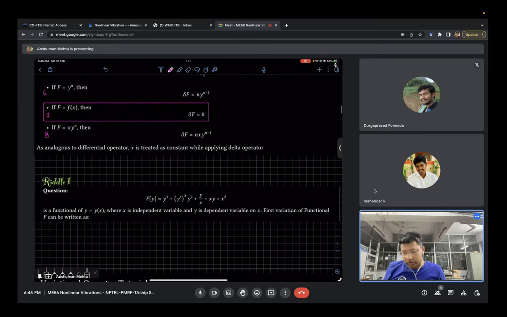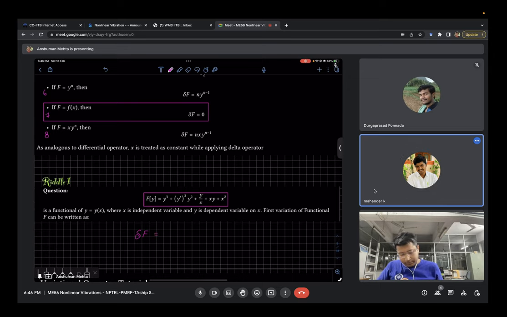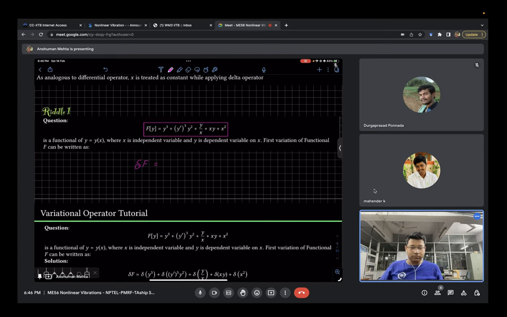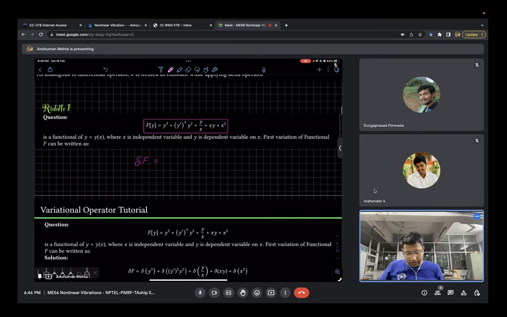Now the riddler gave his first riddle, that if some functional is given, then we have to find the first variation. So first variation means this thing. Okay. You can also work upon this. I will go term by term. So delta f means that first of all I am using the distributive property, in which I can distribute the delta to all the terms. Now I will be taking all these terms one by one and solving them.